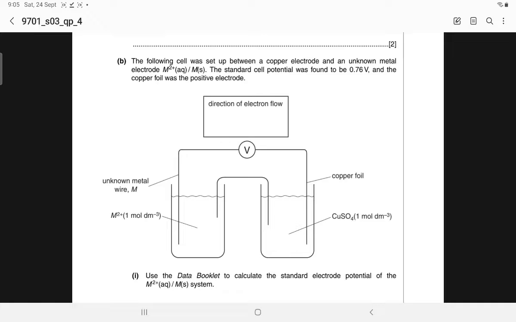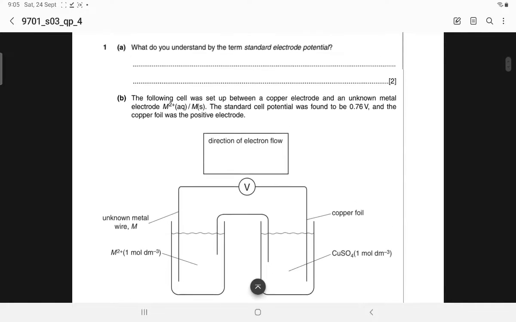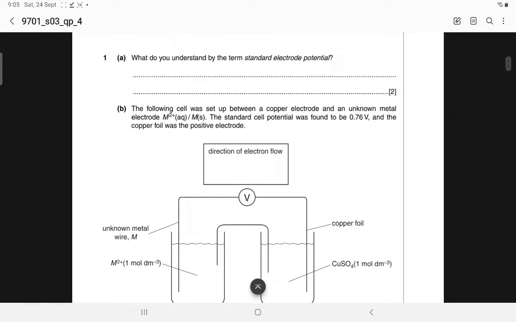Today I will discuss the past paper questions of electrochemistry. So let's start. What do you understand by the term standard electrode potential?